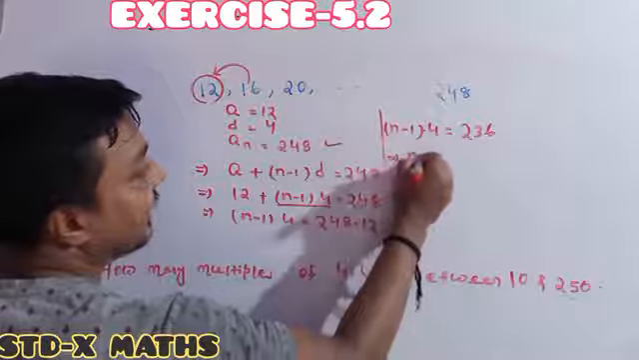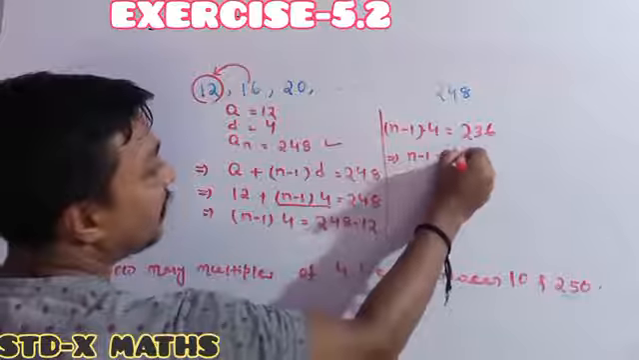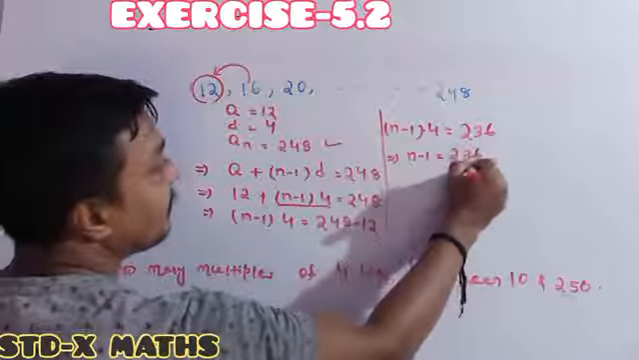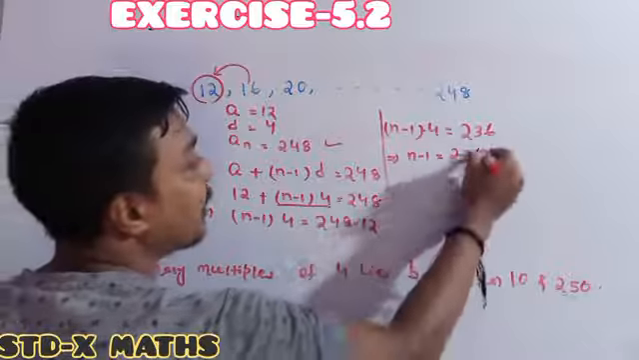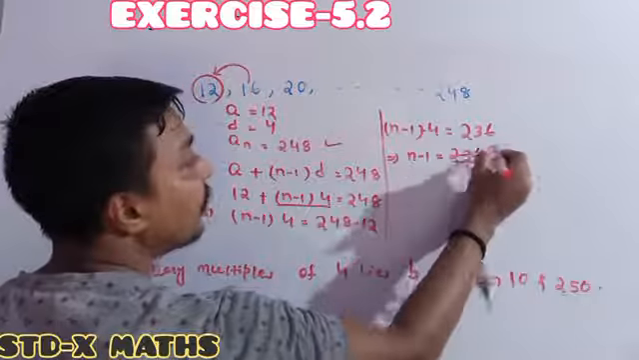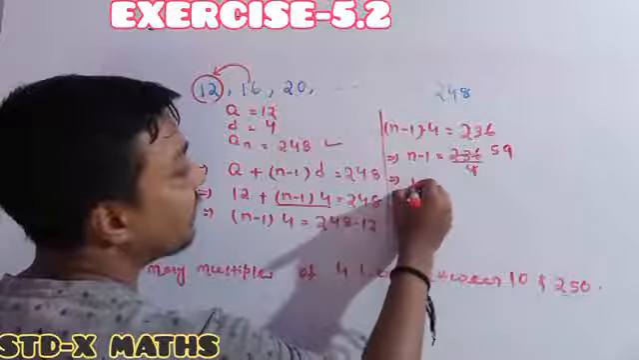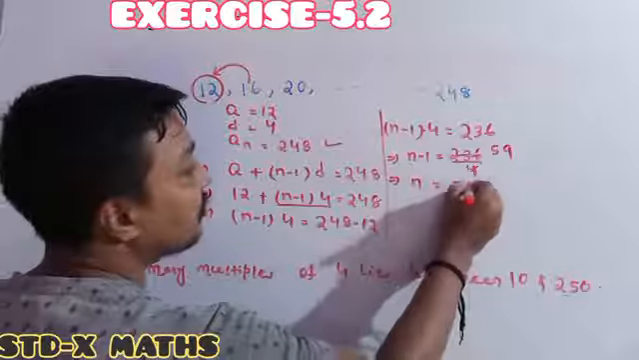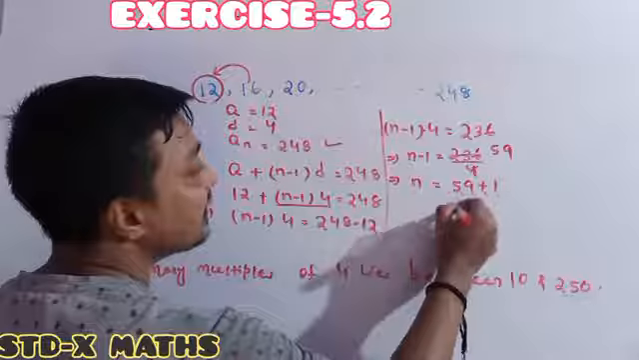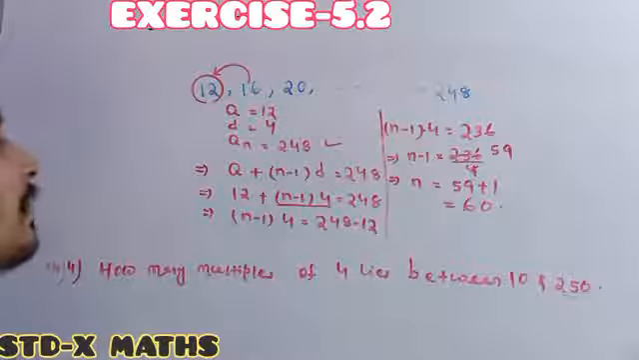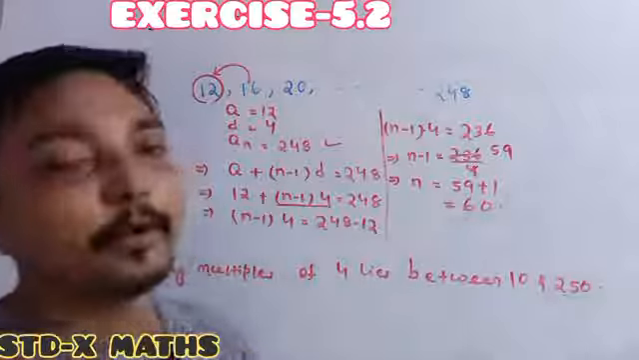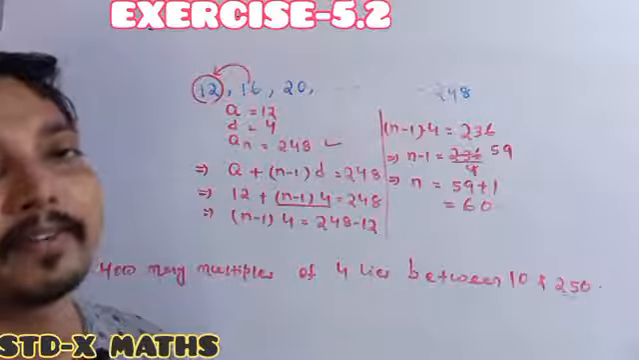It implies n minus 1 is 236 divided by 4. So 4 fives are 20, 36 means 4 nines are 36. Which implies n minus 1 is equal to 59. It implies n is equal to 59 plus 1, which gives us 60. So it means there are 60 multiples of 4 between 10 and 250.